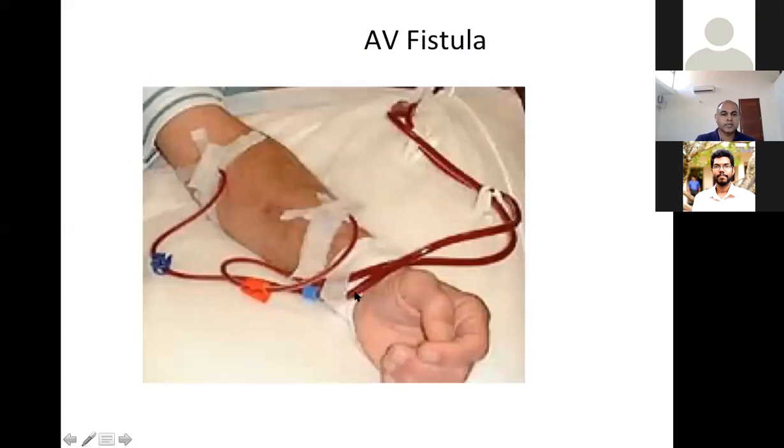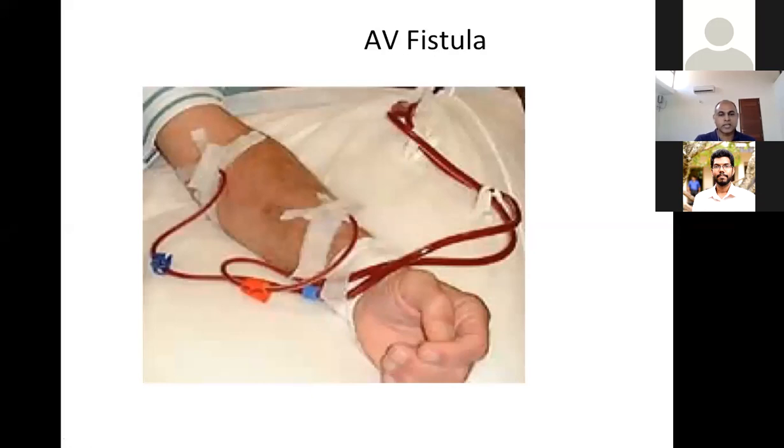So this is arterial and venous lines that I described. So this is a fistula. One line will carry the blood into the machine, and one line will carry the blood back to the patient. So this is how blood is taken for dialysis using a fistula.